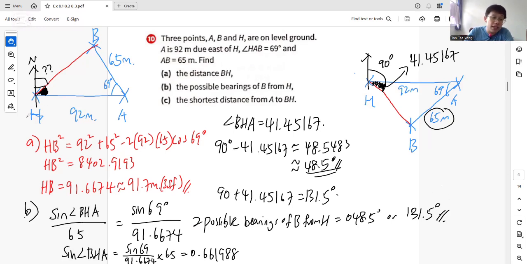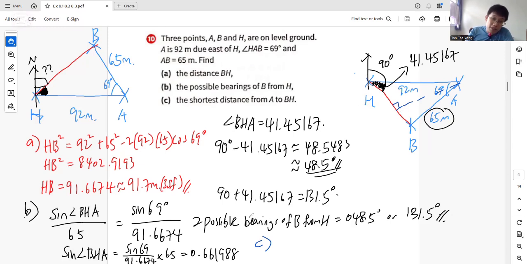All right, so let's discuss part C. Part C will be in blue. There's slightly no space over here, but I will just try my best. So shortest distance from A to BH. Let's use the diagram on the right. They want this distance here. Remember, shortest distance means it will always form a 90 degree angle with HB.